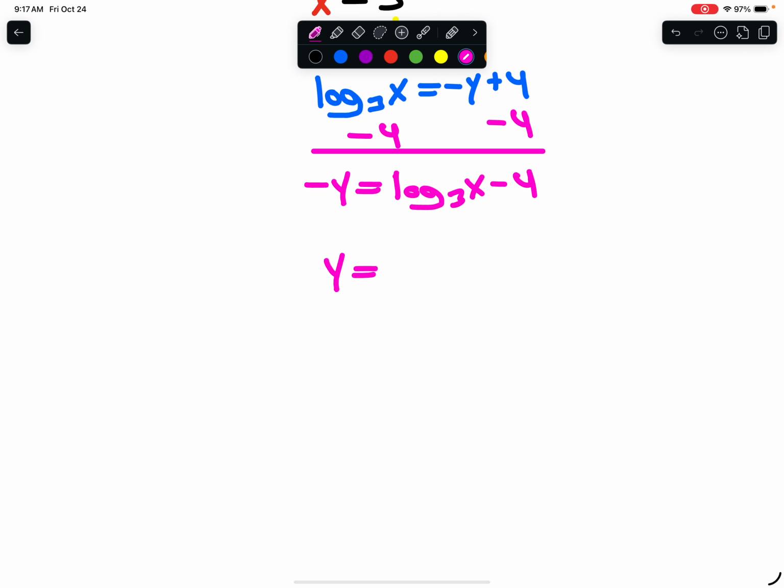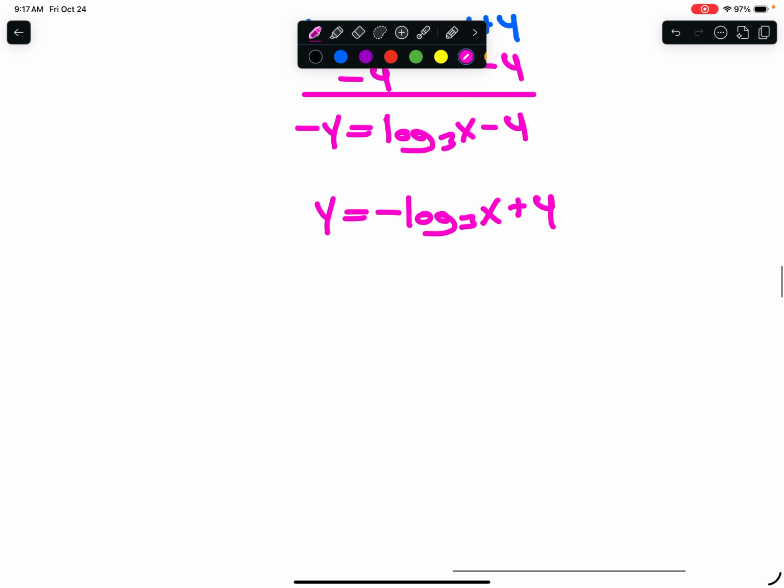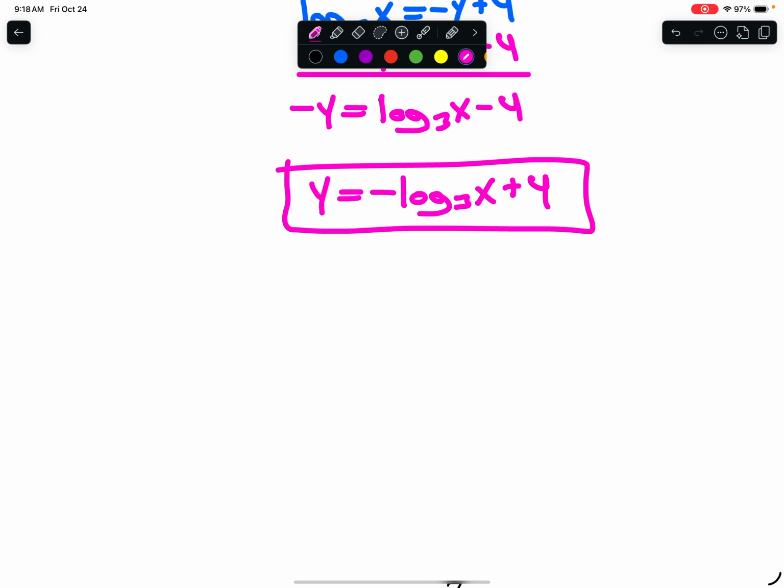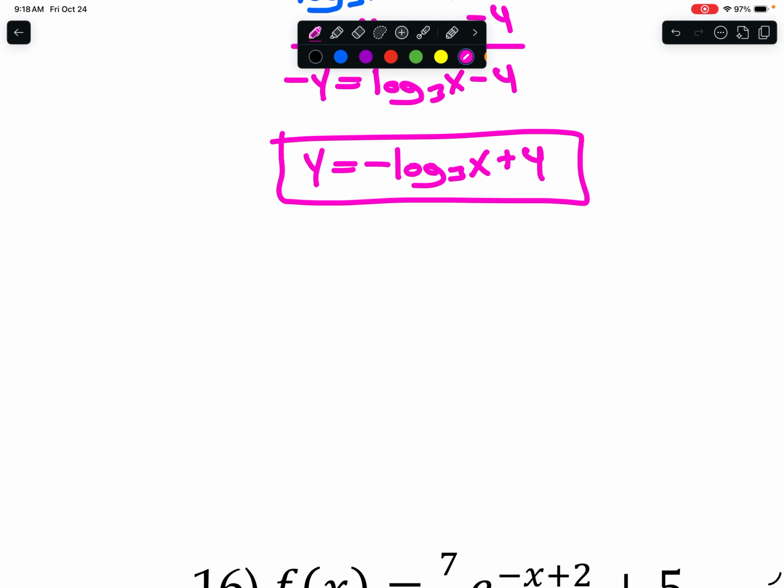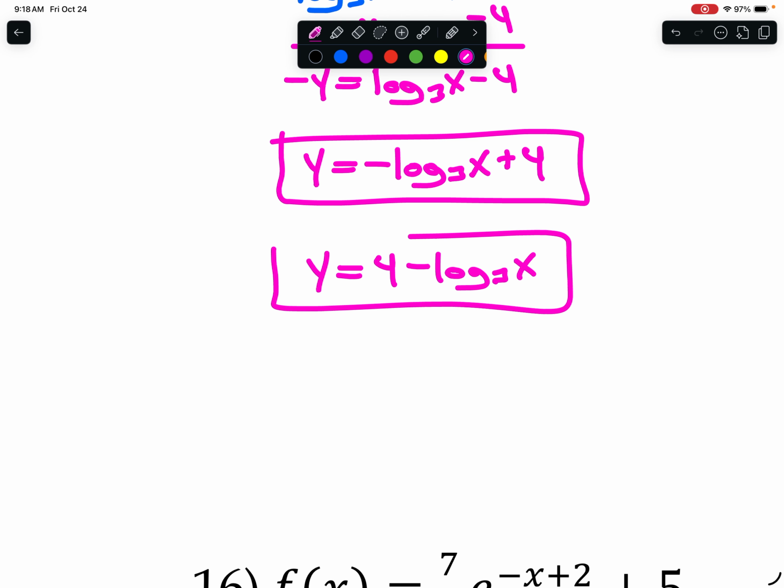So I multiply or divide both sides by -1. So that's going to give us a negative log base 3 of x plus 4. So this is one way that we could write it. I know typically mathematicians, we don't like starting an equation off with a negative. So we may also rewrite it as 4 minus log base 3 of x, but it's all the same.